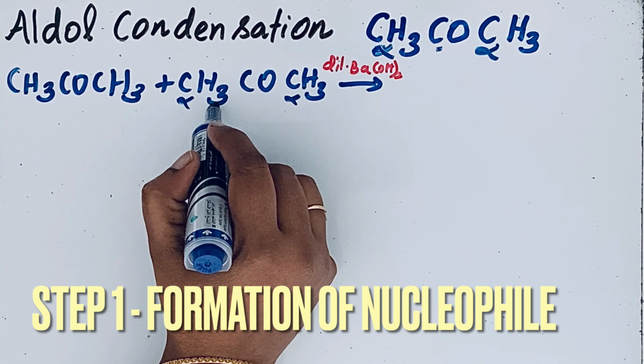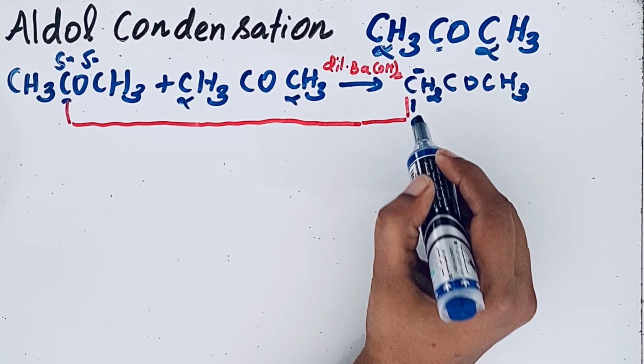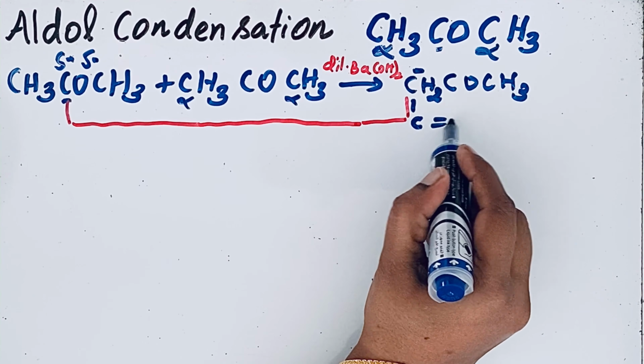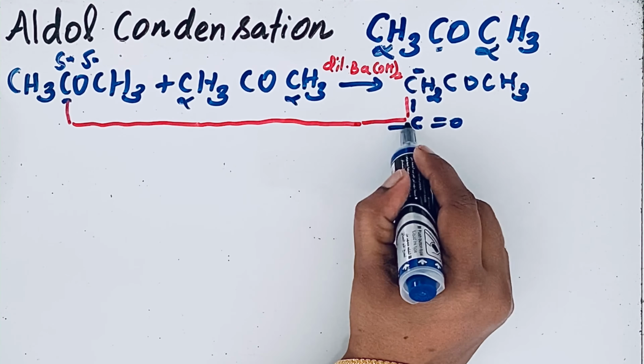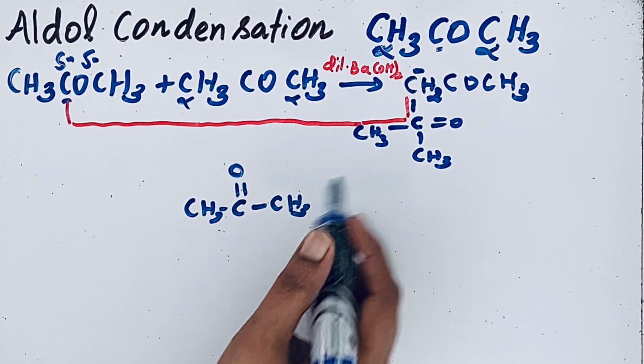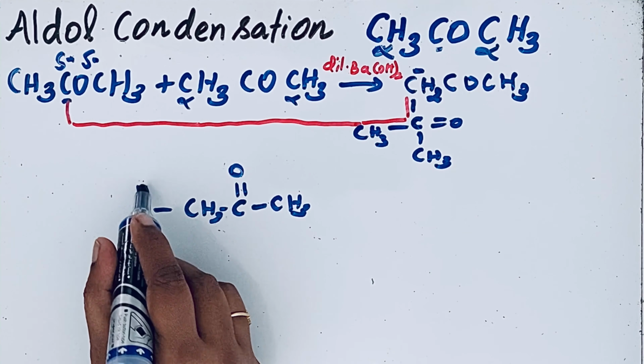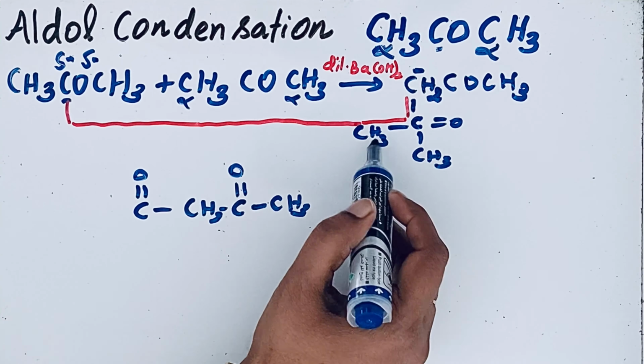So this is the electrophilic center. Now this electrophilic center is attacked by that carbanion, the nucleophilic center of this nucleophile, resulting in the formation of one C-C bond. So we can write C double bond O, CH3 and CH3. For better understanding, we will rewrite this compound, keeping this COCH3 in the first position, and then this is attached to another C double bond O, then CH3, CH3.